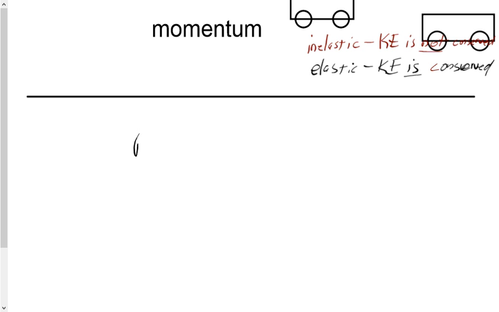We're going to say that the momentum of object 1 is equal to mv. Momentum is equal to mv. In fact, I can express that as a general statement: momentum is equal to mv. So the momentum of object 1 plus the momentum of object 2 is the total momentum of the system.